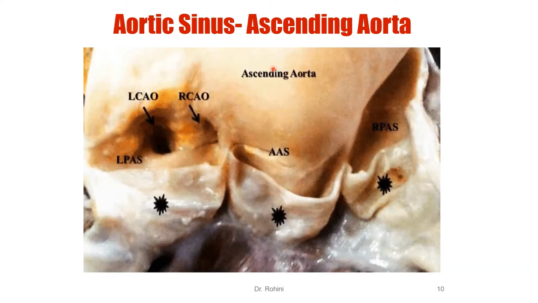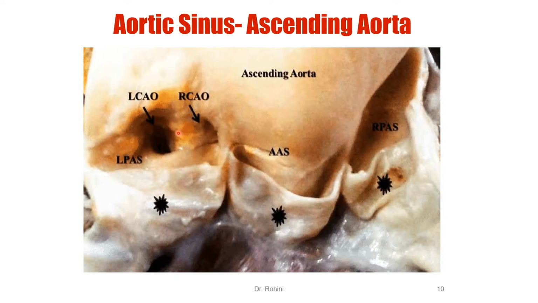This is again the opened part of the ascending aorta. You can see the opened part here. These are the cusps. Above this is the sinus, so anterior aortic sinus, right posterior aortic sinus, and this is the left posterior aortic sinus. From this you can see the left coronary artery arising, the coronary artery ostium, but here the right coronary artery ostium is in the left posterior aortic sinus only. This is one of the variations.